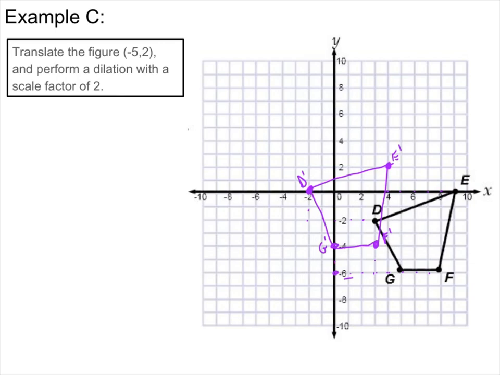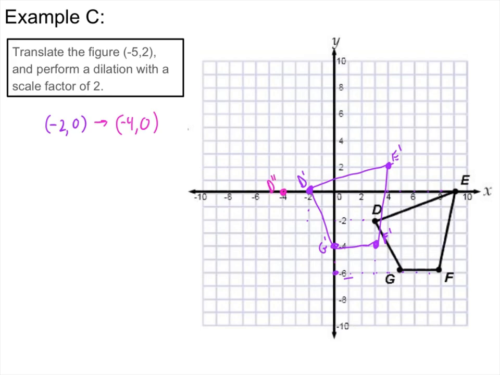So looking at D prime, that appears to be at negative 2, 0. So we're going to be multiplying that by 2. To do that, we're going to end up with negative 4, 0. So let's plot that point at negative 4, 0 and call it D double prime.